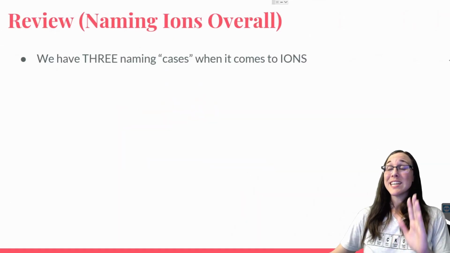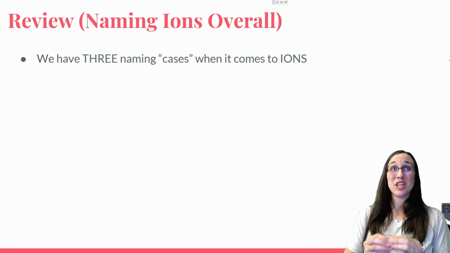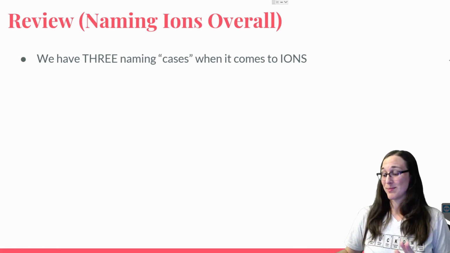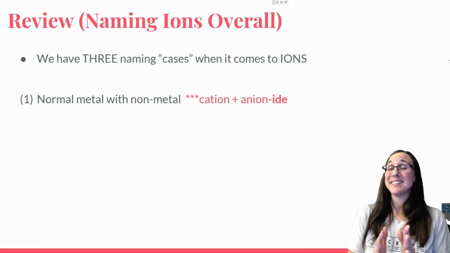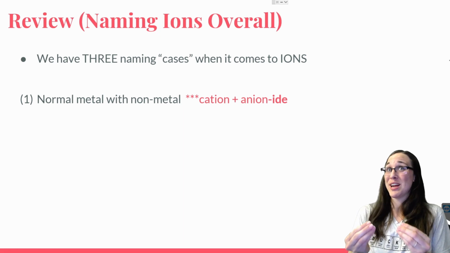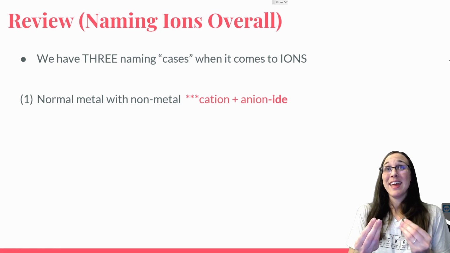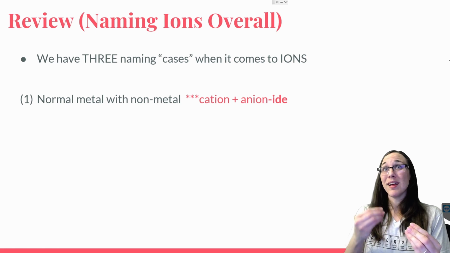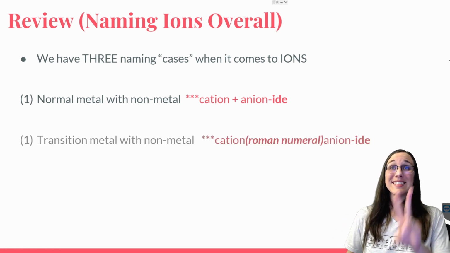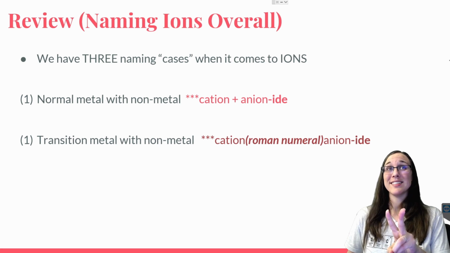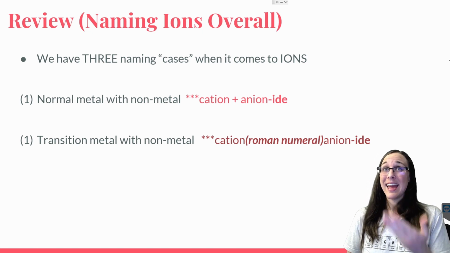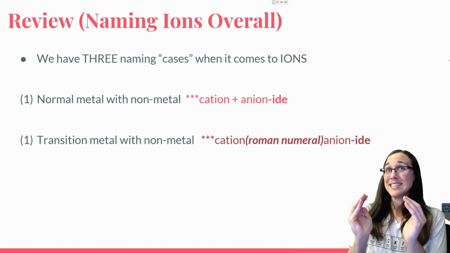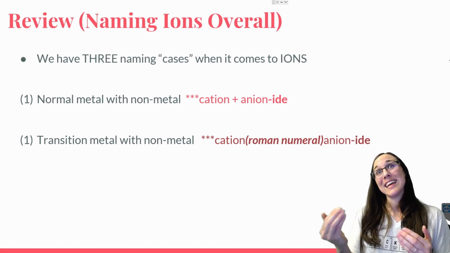So overall, here's the summary for naming ions in general. We have 3 naming cases when it comes to ions. The first is just a normal metal with a nonmetal. That's the premise of all ionic bonding, a metal with a nonmetal. And we're always going to take the cation's name plus the anion's name ended in "ide." The second case is that we have a transition metal with a nonmetal. In that case, we're going to take the cation transition metal, indicate its charge with a Roman numeral in parentheses, and then have the anion always ending in "ide."